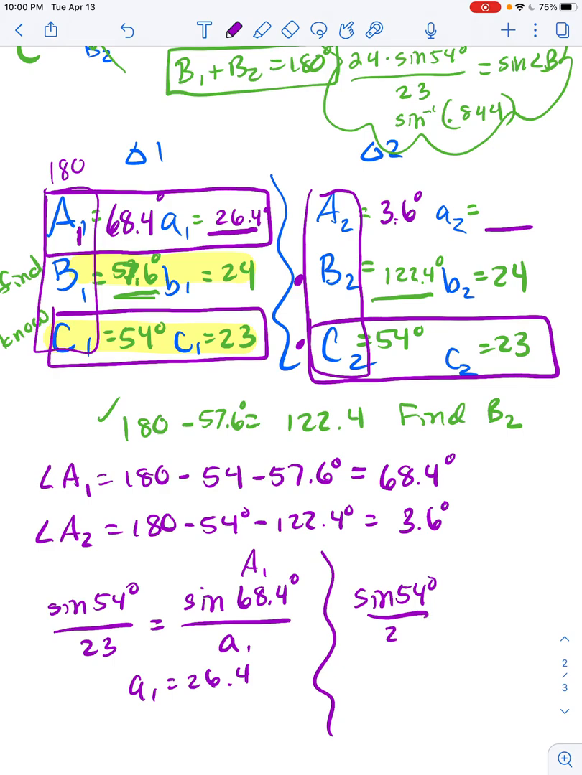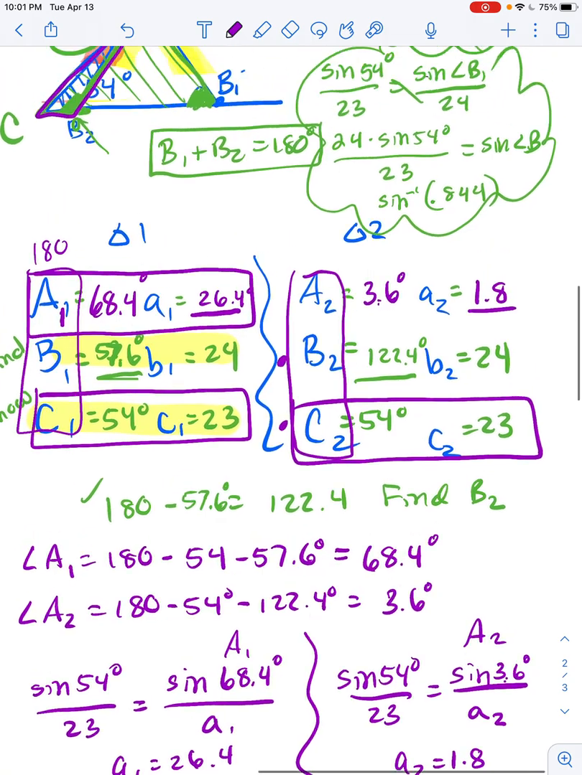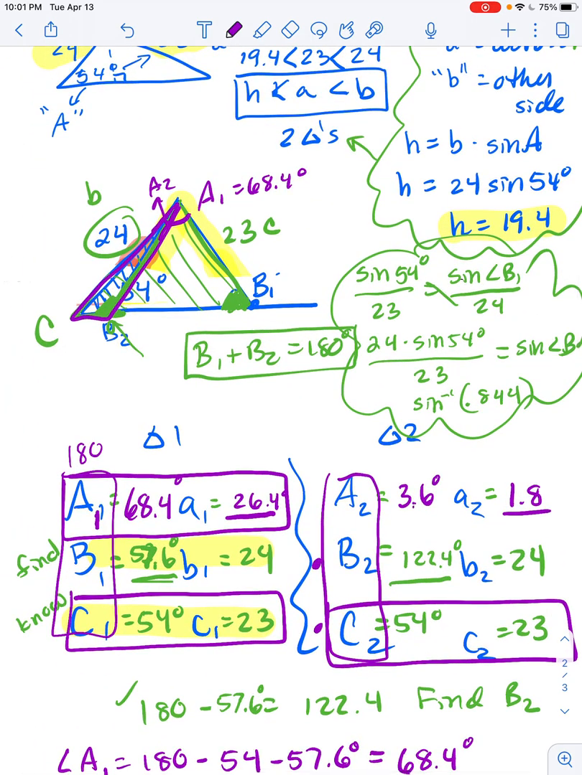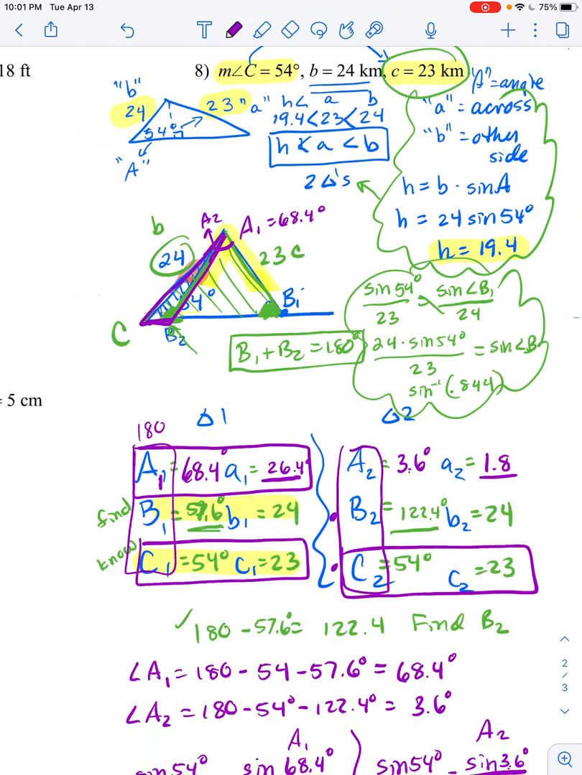Okay, 26.4. To find my second option, I set it up exactly the same way because my C is the same because that was given. But now since I'm trying to find side A second option, I need to use angle A second option, which is my skinny mini 3.6 degrees. Cross multiply, 23 times the sine of 3.6, close that up, divide by the sine of 54. And I get that the second option is only 1.8-ish. So I totally feel like that's wrong. But again, look back at your picture. You're finding this bottom piece. It's teeny. So it's totally logical to just get 1.8.